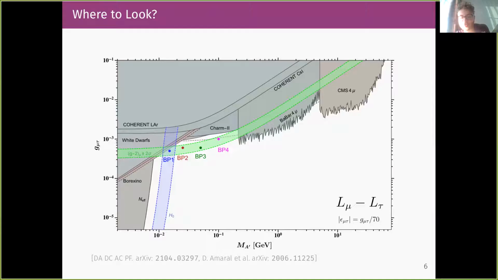Benchmark points that are going to be things that we might want to probe in future experiments, to see if these experiments can see these points in this landscape. And the important part here of these benchmark points is, they're roughly the same coupling, but their mass is quite different. So from BP1 to BP4, there's about an order of magnitude change there.